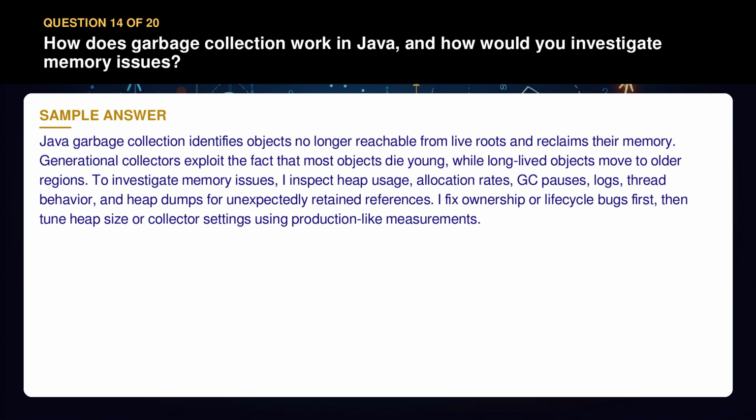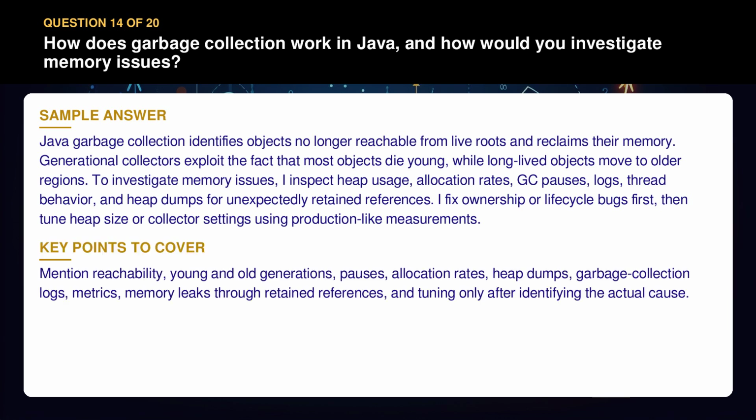To investigate memory issues, I inspect heap usage, allocation rates, GC pauses, logs, thread behavior, and heap dumps for unexpectedly retained references. I fix ownership or lifecycle bugs first, then tune heap size or collector settings using production-like measurements. Mention reachability, young and old generations, pauses, allocation rates, heap dumps, garbage collection logs, metrics, memory leaks through retained references, and tuning only after identifying the actual cause.